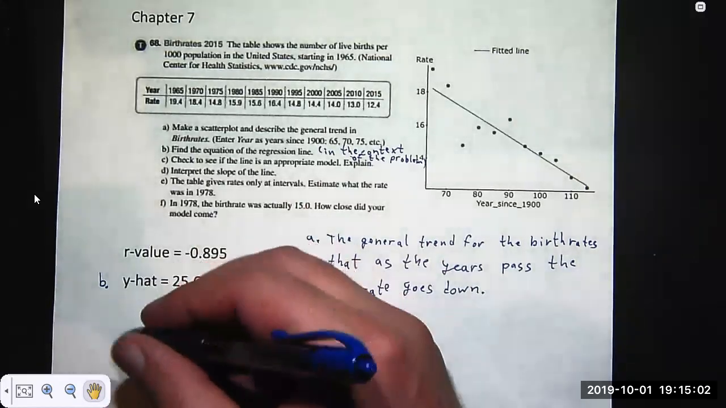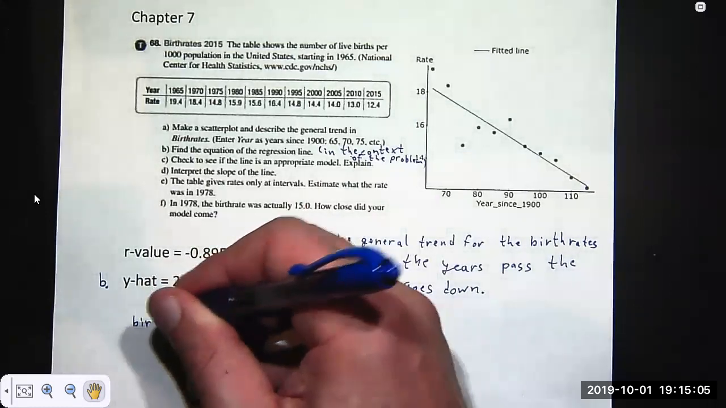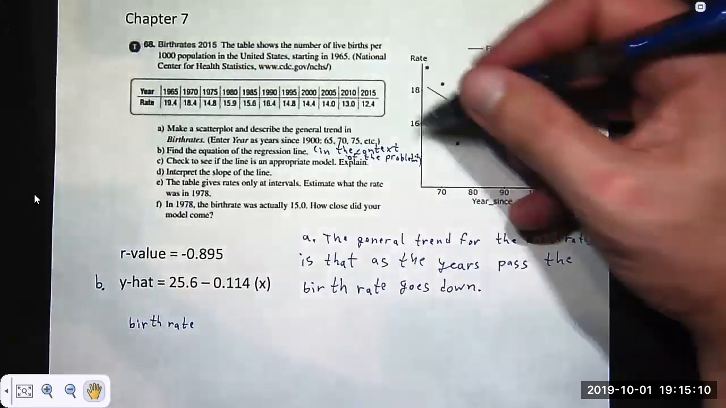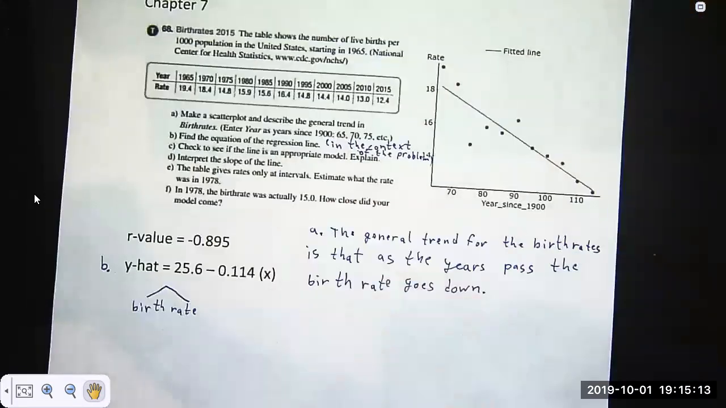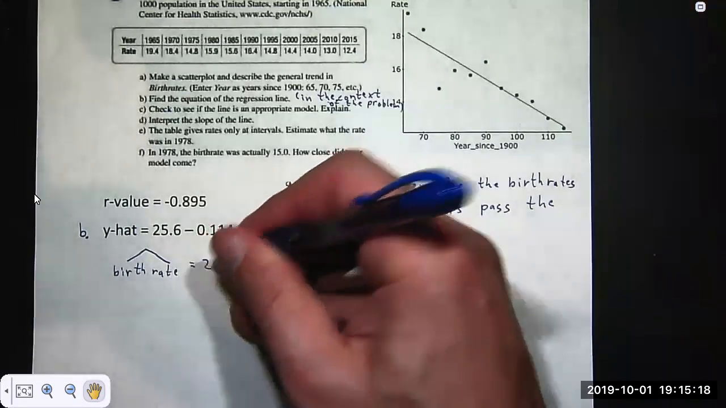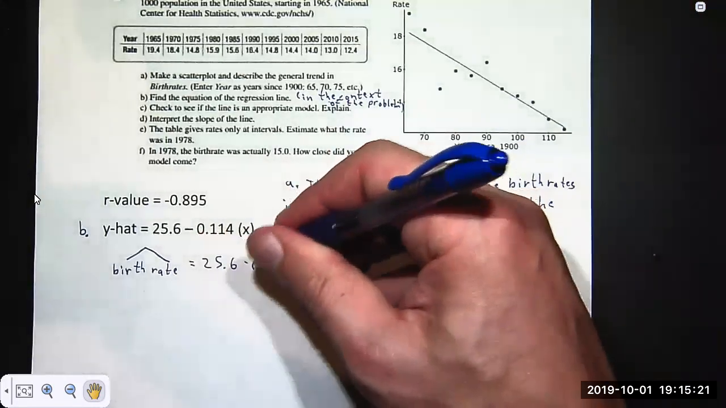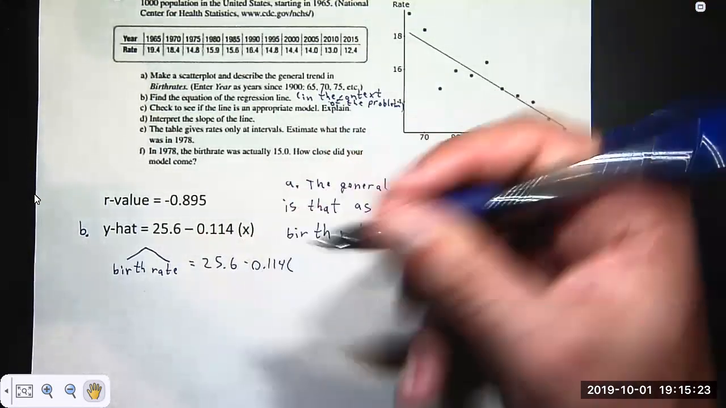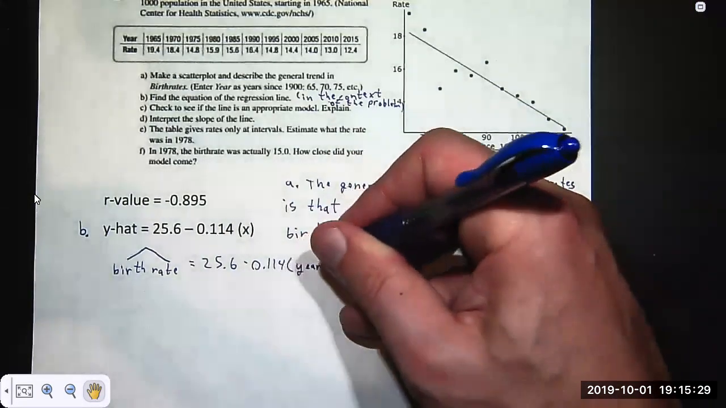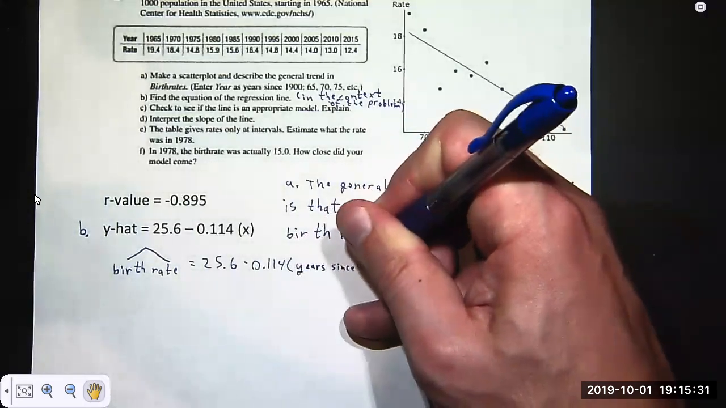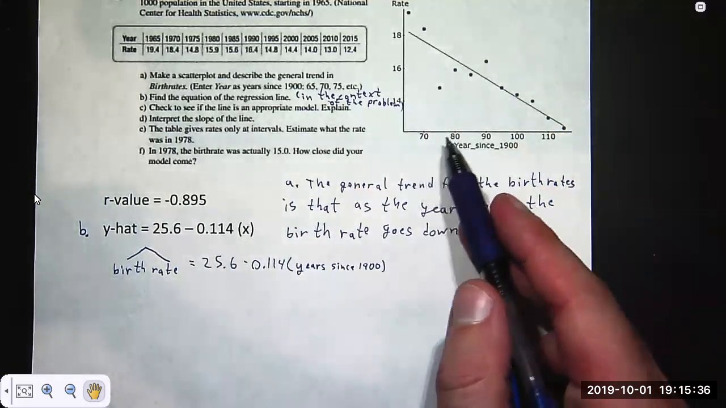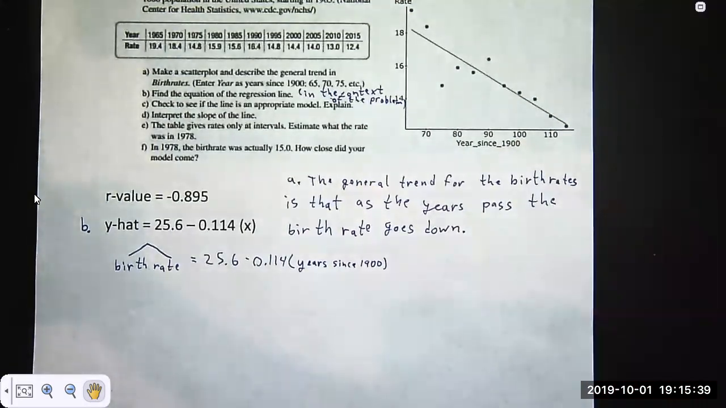So you would write birth rate. This is the response variable, and that's the predicted birth rate, so we've got a hat on there, is equal to 25.6 minus 0.114, and then here we have the years since 1900. That's just the x. That's the explanatory variable.